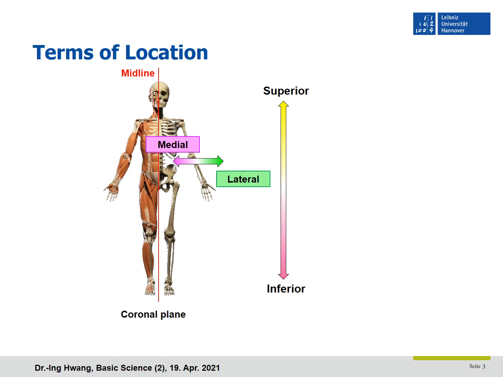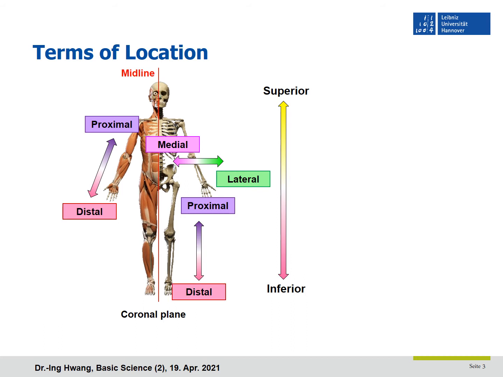Now we have a question. How do we describe the hands? Sometimes it is higher than the head, and sometimes lower than the hip. So there are terms proximal and distal. These terms are applicable to the structure which has the beginning and the end, like arms and legs. Proximal means close to the beginning, and distal means farther away, meaning close to the end. The finger is distal to the wrist, the knee is proximal to the ankle.